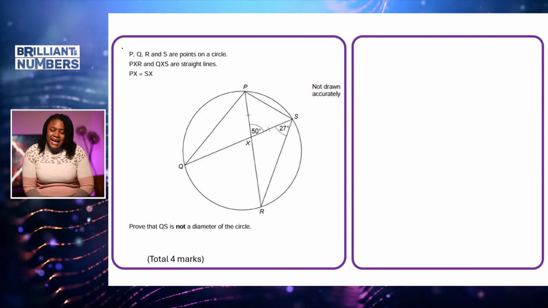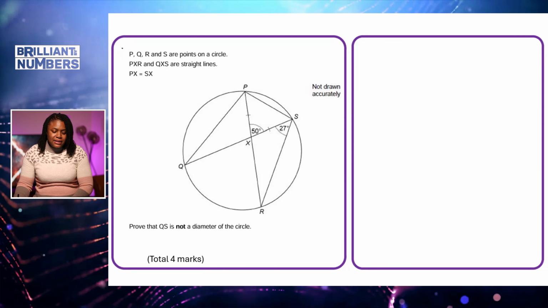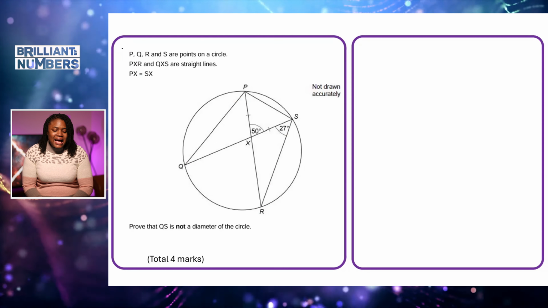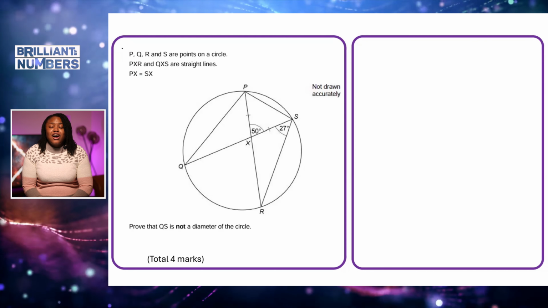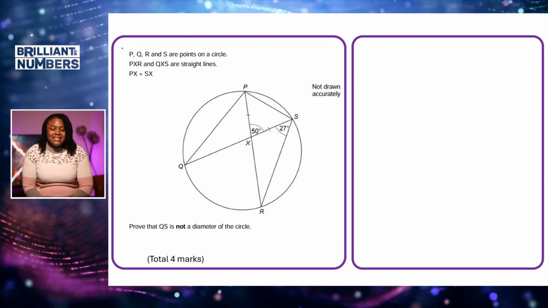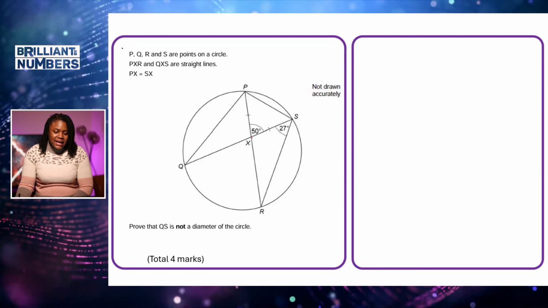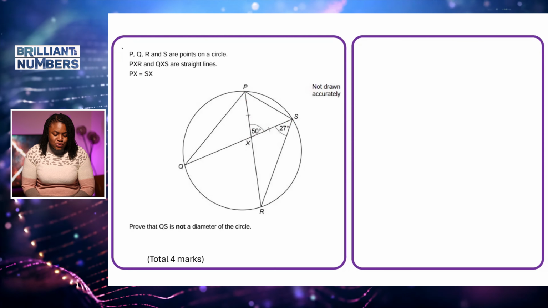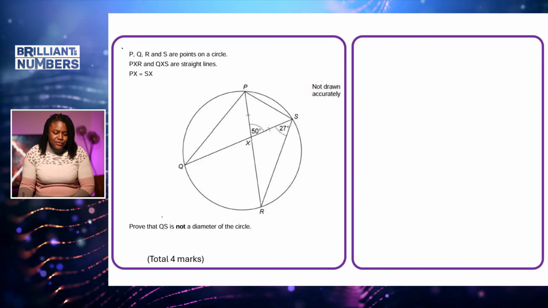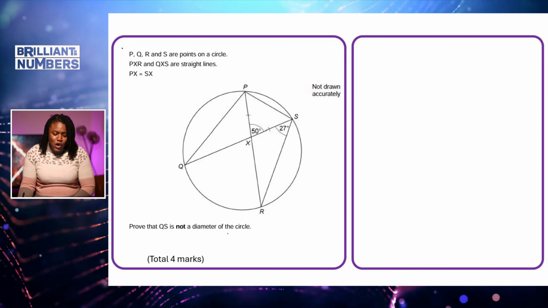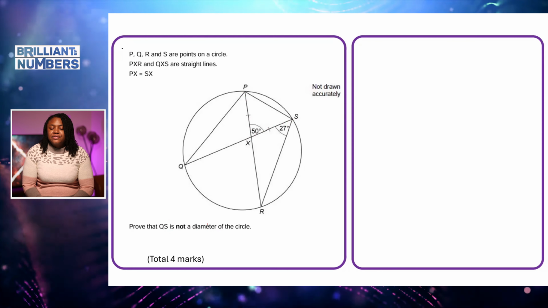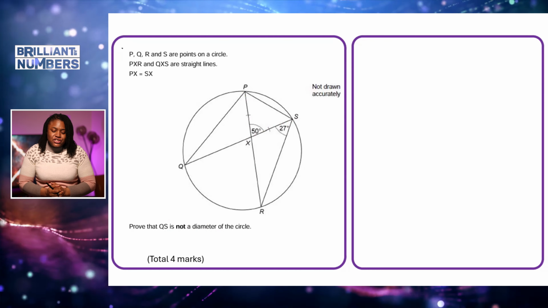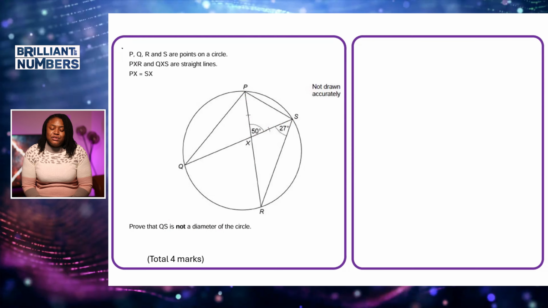P, Q, R, and S are points on a circle. We look and we identify those points. Great. PXR and QXS are straight lines. PX is equal to SX. So PX is equal to SX. We can see that those are on the triangle, and we're told it's not drawn accurately. We're asked to prove that QS is not a diameter of the circle. 4 marks. So we already have a thought. We know based on the question it is not a diameter, but we have to prove this.